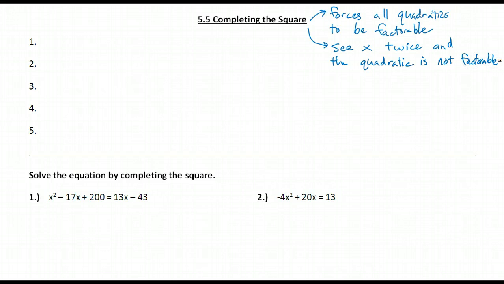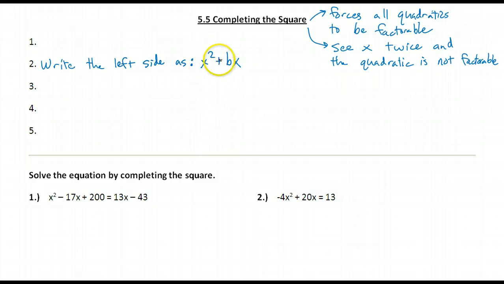There's 5 steps to completing the square. I'm going to start with an example where we start at step 2. Example 2 will come back and fill in step 1. But for now, we're going to start with step 2. Step 2 is write the left side of the equation as x squared plus bx.